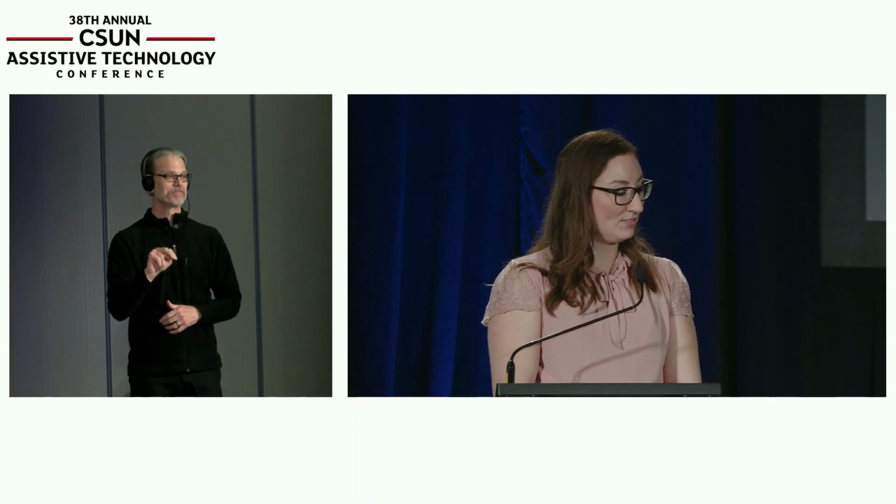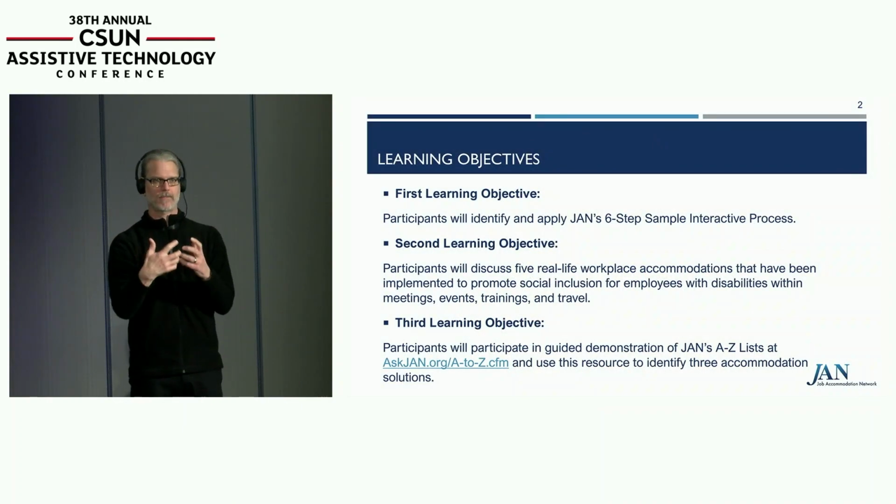What you can expect for our presentation today: we are going to take a look at JAN's sample 6-step interactive process, which is really just the open communication of an employee requesting an accommodation, working with their employer to implement those reasonable accommodations in the workplace.